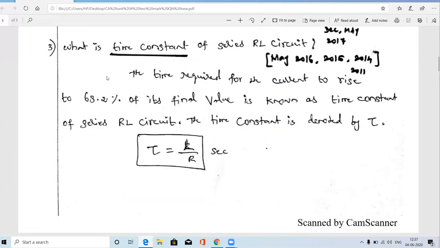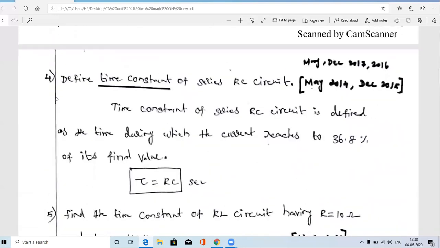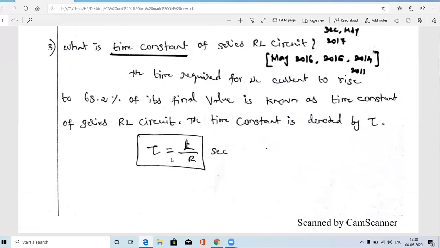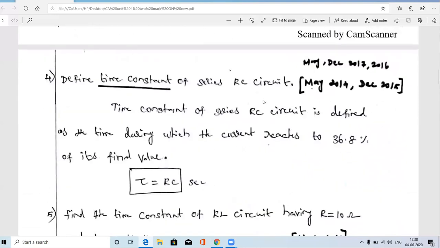Okay, so the same question, the third question, and that question is also the same. Then the next question is: define the time constant of a series RC circuit. This is the time constant of an RL circuit, so tau is equal to L divided by R. So what is the time constant of a series RC circuit?